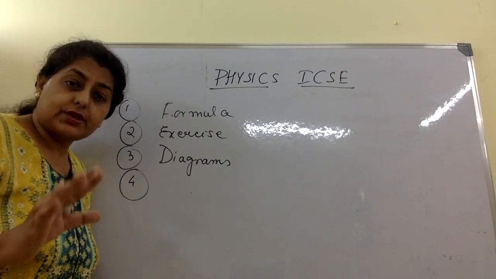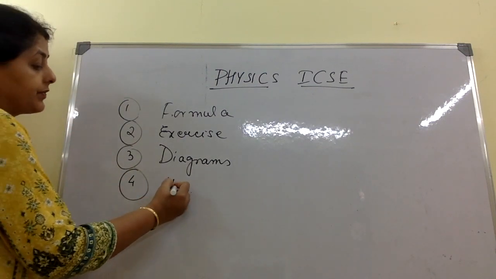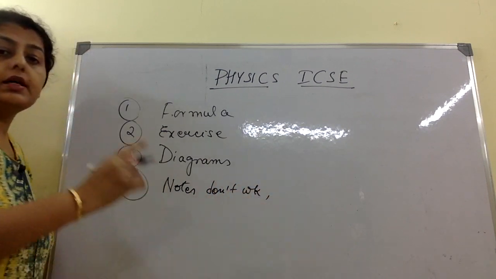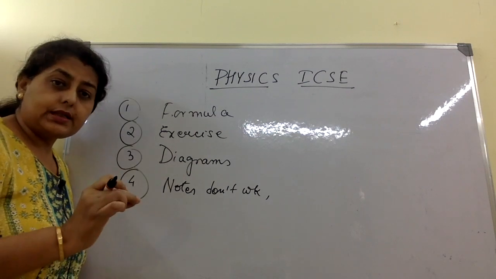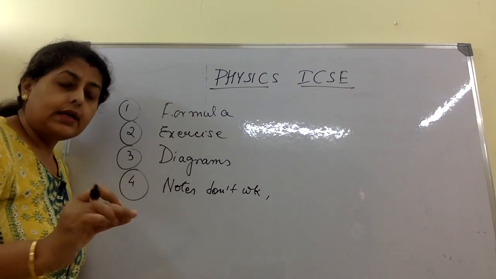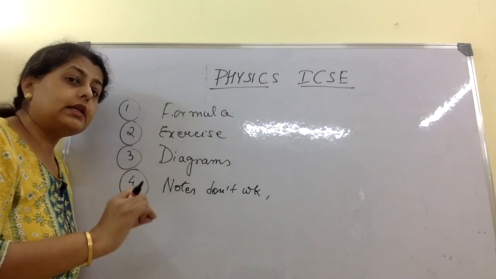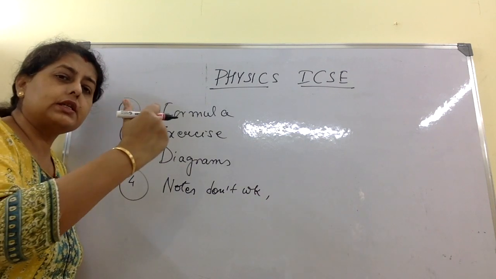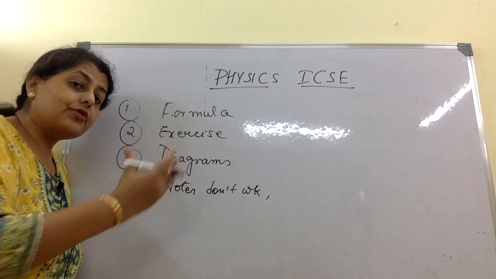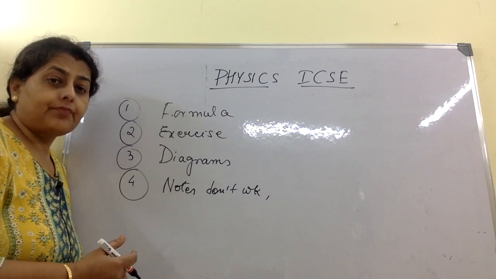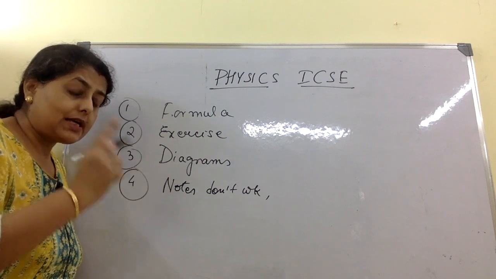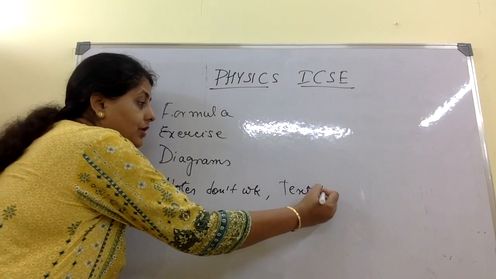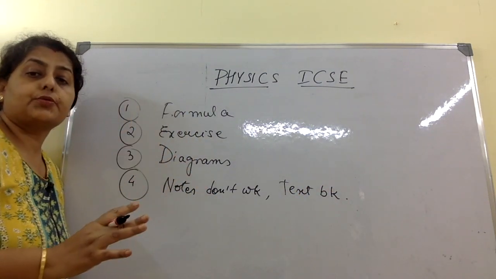Then the fourth one: leave your notebooks. Notes don't work for ICSE. Your textbook is so designed that all the definitions are highlighted, any principle is highlighted, any equation is highlighted. All the give three characteristics, three reasons, everything is beautifully done under headings. So learn from the textbook so you will not miss anything. If you are making notes of it, you might miss small things. So notes don't work. At least for physics, it's only the textbook.